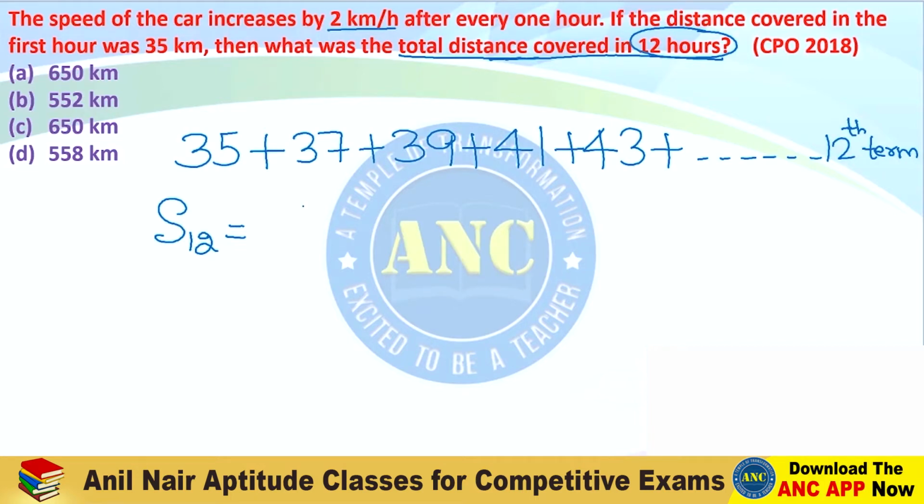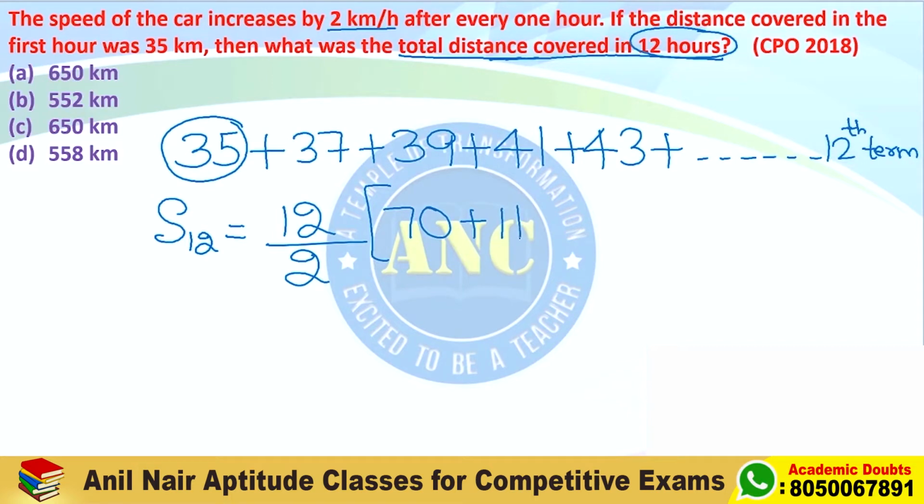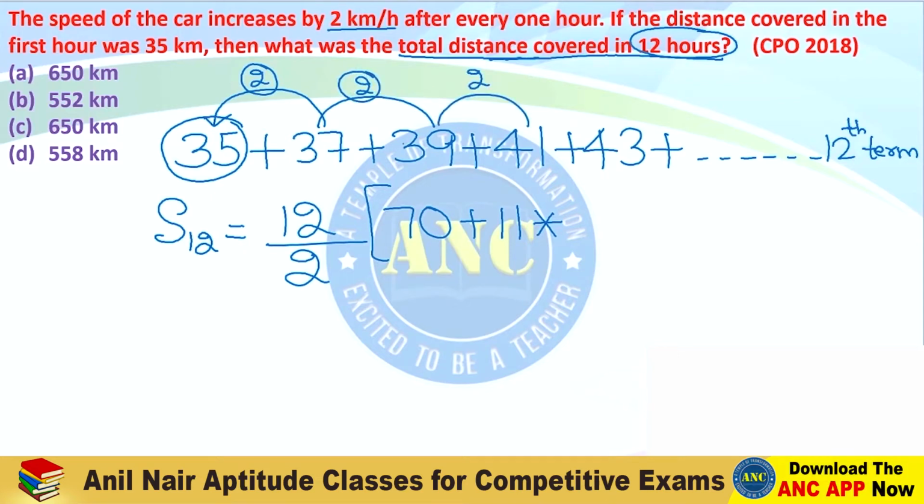You know arithmetic progression already. Sum of n terms is n by 2, into 2a. N is nothing but 12 in this case. A value is the first term. 2 into 35 is 70, plus n minus 1 into d. N minus 1 is 12 minus 1, which is 11. D is nothing but the common difference. 35 and 37, the difference is 2. Or 37 and 39, the difference is 2. Or 39 and 41, the difference is 2. So common difference is 2.